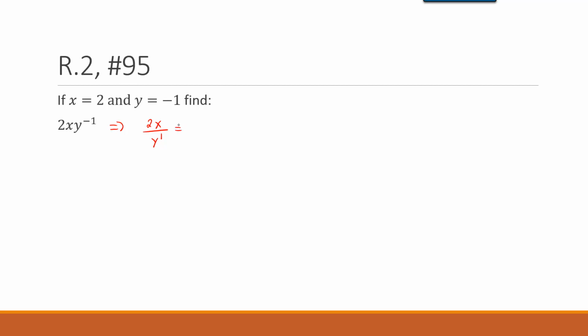Now I can substitute. So my problem told me to replace x with 2, so I would have 2 times 2 in my numerator, and to replace y with -1. Well, 2 times 2 is 4. And 4 divided by -1 is simply -4.